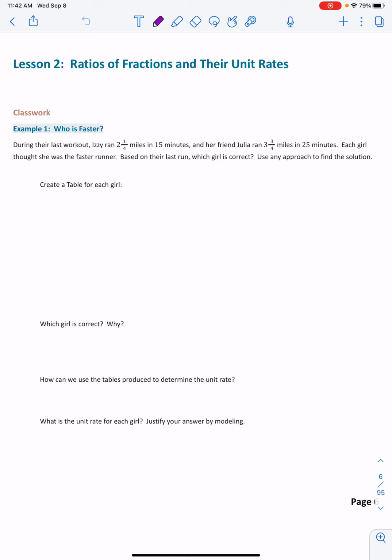Lesson 2 is ratios of fractions and their unit rates. Example 1, who is faster?